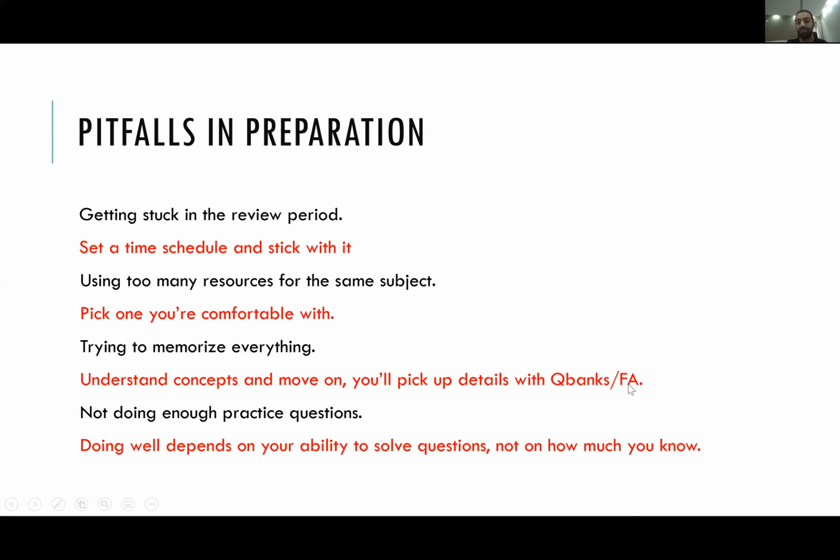And the last pitfall is not doing enough practice questions. In the end, the exam is questions and answers. It's not testing your knowledge. It's not testing something specific. It's testing how well you do questions. So the more question banks you do, the more you practice on your questions, the more you time yourself, the better you will do in the real thing.